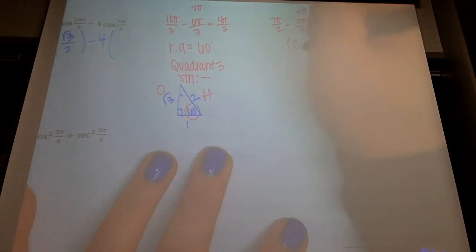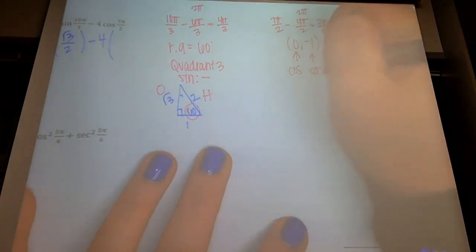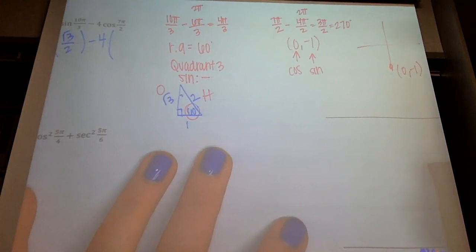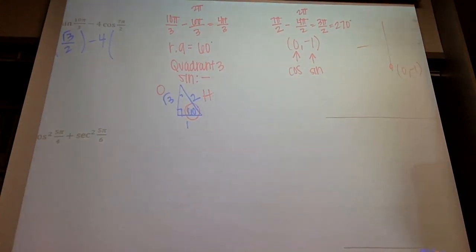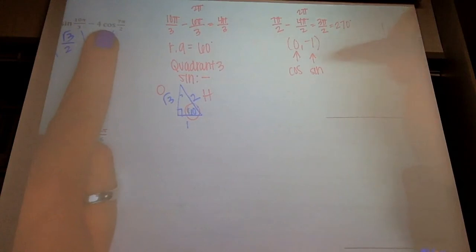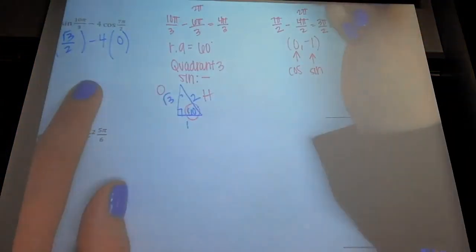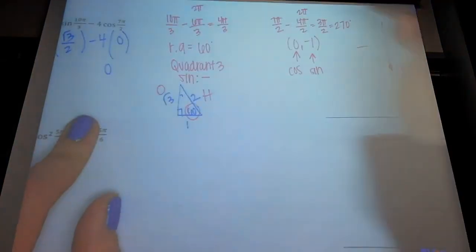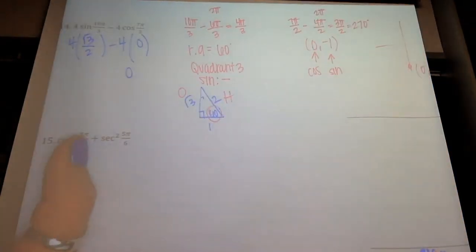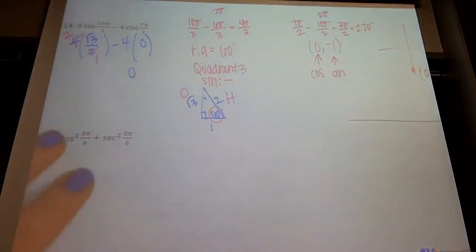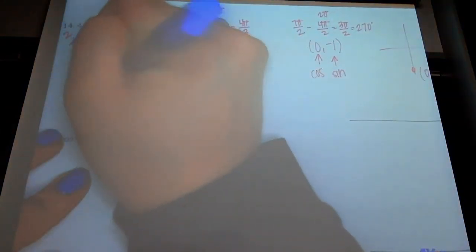So remember, my x value is my cosine. My y value is my sine. C comes before s, x comes before y. Okay, so we're looking for the cosine, so it would be 0. And so 4 times 0 is just 0. Yay. And then we can simplify over here. So the 4 and the 2, I would simplify those first to become 2 and 1. And so then I just have 2 root 3 minus 0.